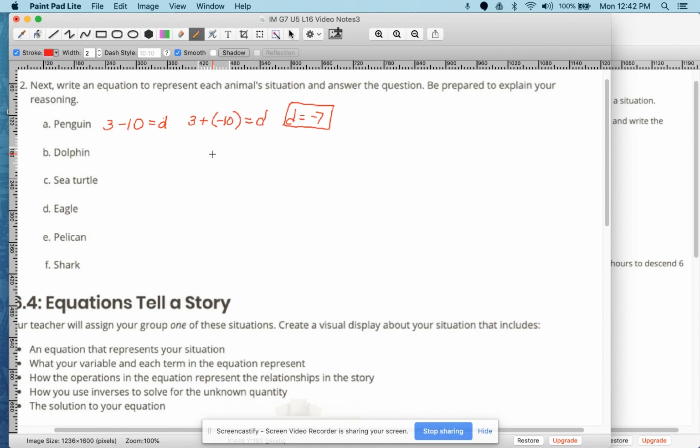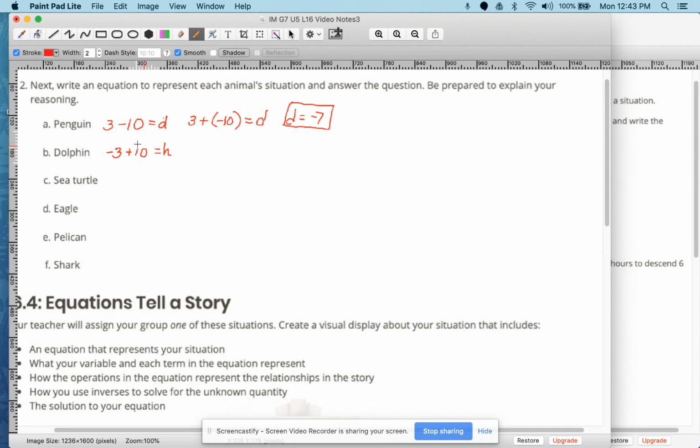Part B is the dolphin. A dolphin is swimming at 3 feet below sea level, so -3. And he, let's see, what does it say? He jumps 10 feet, so that means he's going up 10. And what is his height at the top of the jump? Okay, and that's going to equal the height. So I have -3 plus 10.